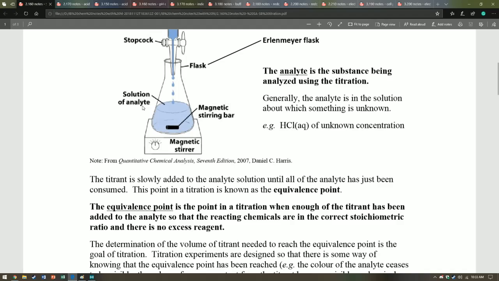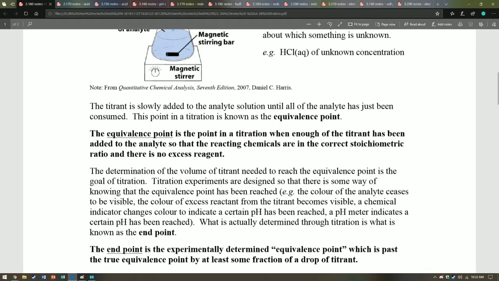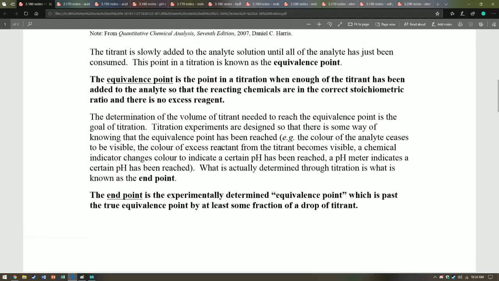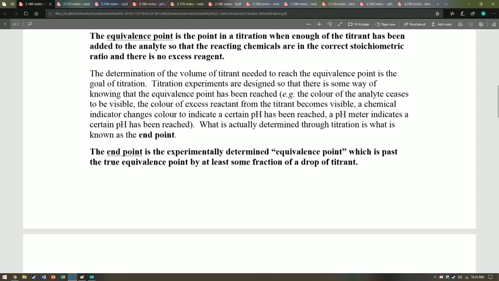So that's generally how you determine when the reaction is done, and when you reach that point, it's called the equivalence point, which formally is defined as the point of the titration when there's enough titrant added to the analyte such that the reacting chemicals are in the correct ratio and there's no excess reagent. And the end point is the experimentally determined equivalence point, which is always more than the true equivalence point, at least by some fraction of a drop.